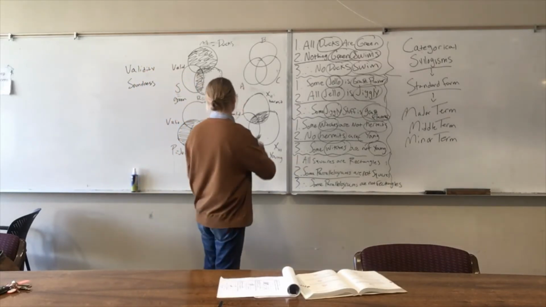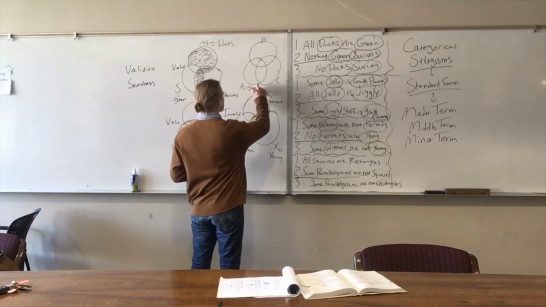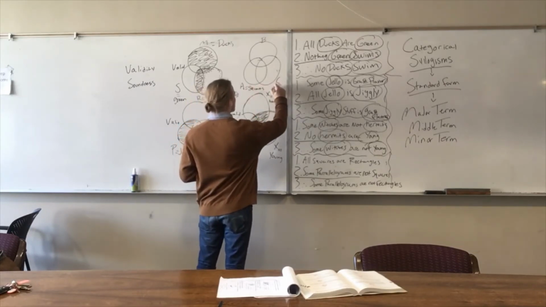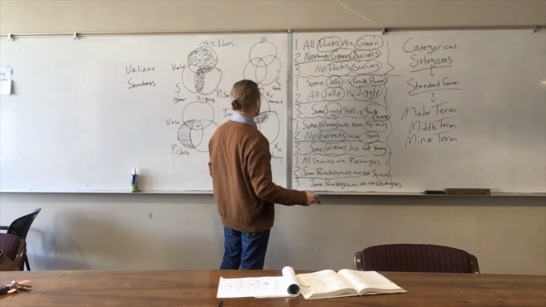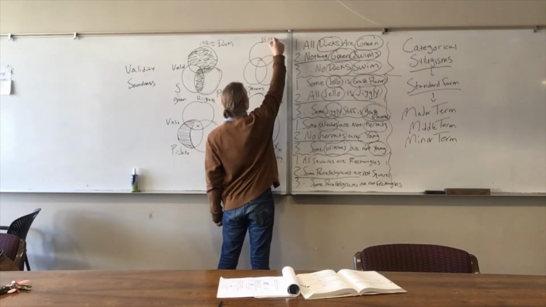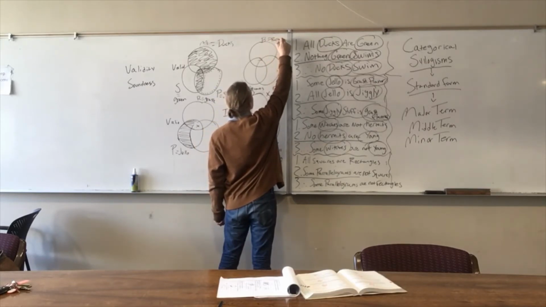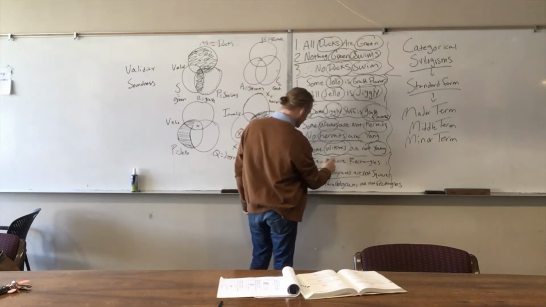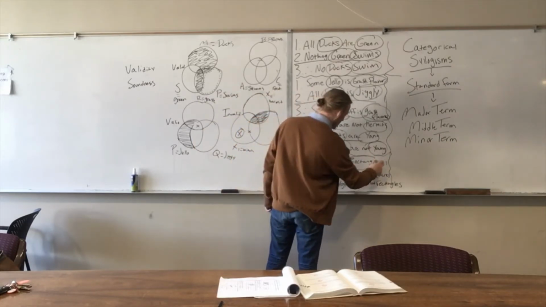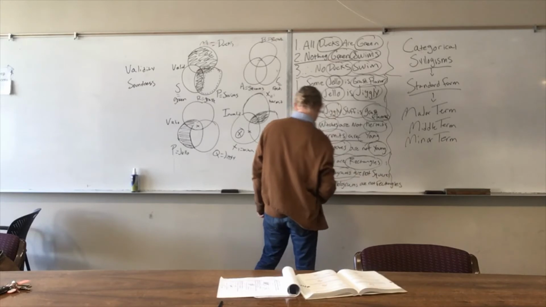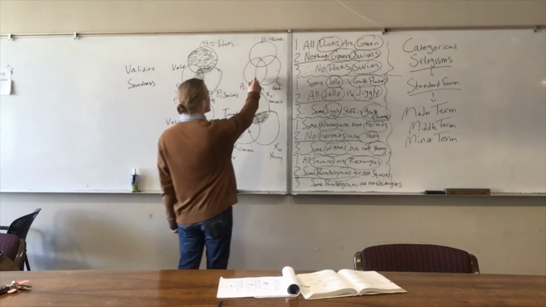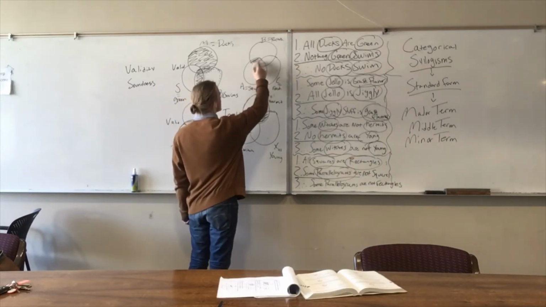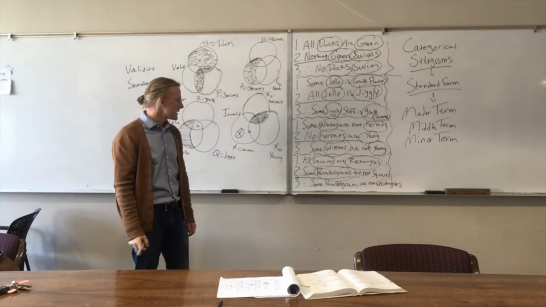All squares are rectangles, so let's make A squares and C rectangles, and some parallelograms are not square, so let's make B parallelogram. Okay, and just to show, I'm going to circle our terms here. So all squares are rectangles, right? If something is a square, then it's a rectangle, so there's no such thing as a square that's not a rectangle. So I'm going to shade in here.